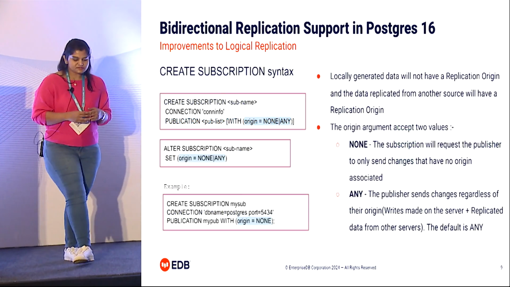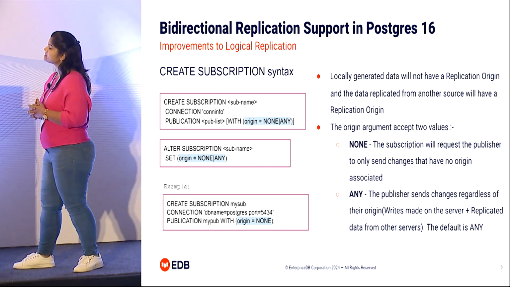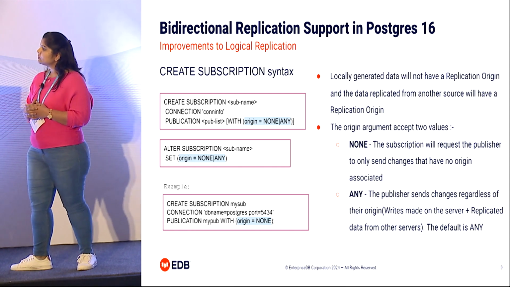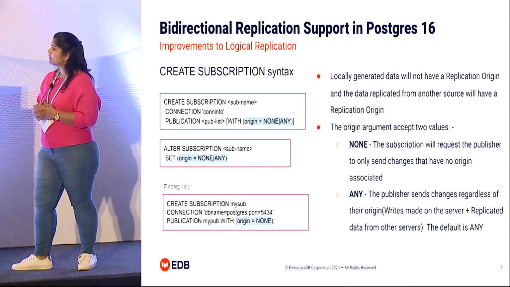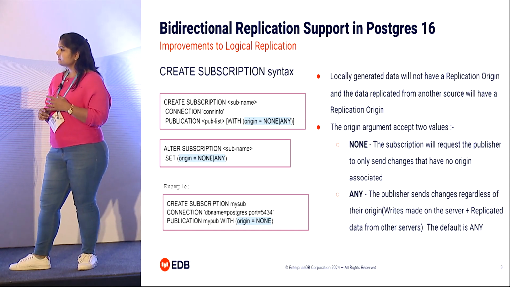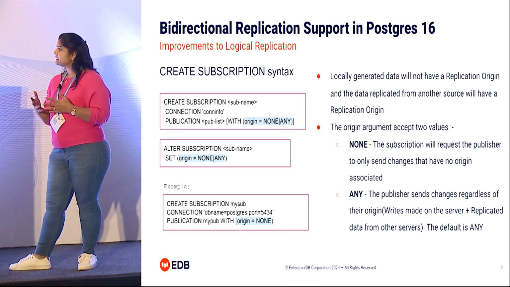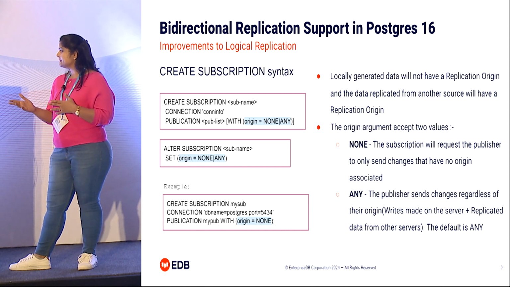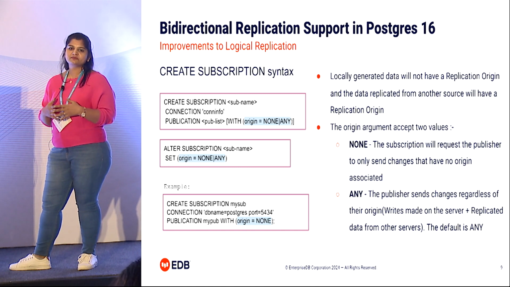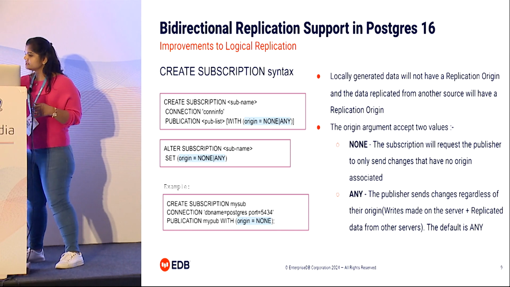So how this problem is solved in PostgreSQL is that while creating the subscription, you can mention what sort of records you want to replicate. There is a new option called origin, which takes two values. When none is mentioned, it requests the publisher to send only those changes that have no origin associated. If any is mentioned, then it means send the changes regardless of the origin, which is the same behavior as before this PostgreSQL version, and that's how this issue is solved.